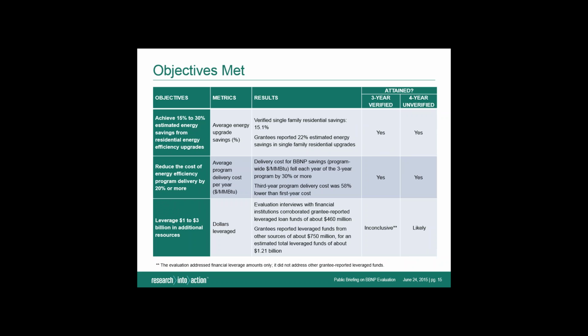In terms of other objectives that were set by the program, another objective was to achieve 15 to 30% estimated energy savings from these upgrades. In the residential sector, which was where the majority of the upgrades occurred, over 15% savings was verified across the residential sector. So that goal was achieved in year 3.